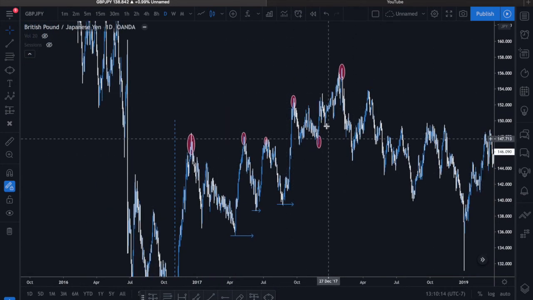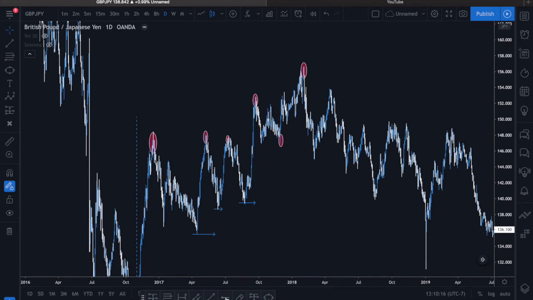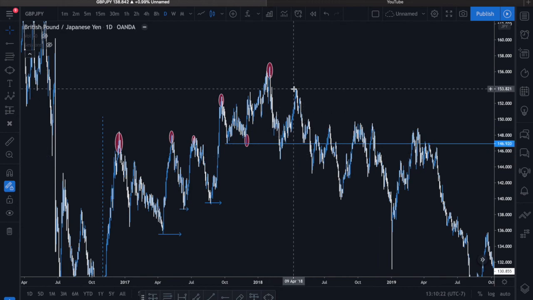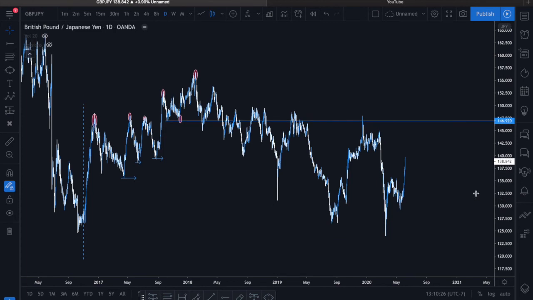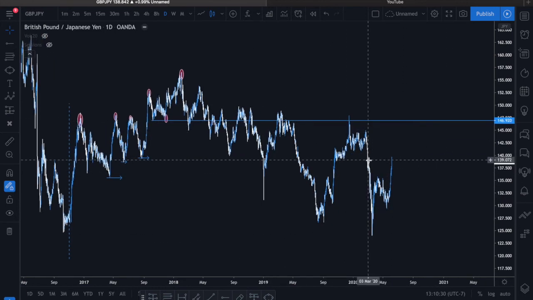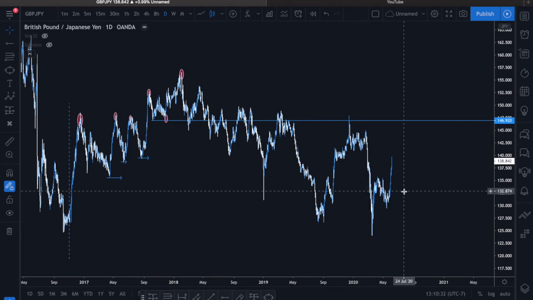Then it made higher high, higher low, higher high. And check this out: that structure was broken. The last higher low structure was broken. Lower low, pullback, lower high. Then it started dropping again: lower low, lower high, lower low. So now all we can expect is a pullback and then a drop.